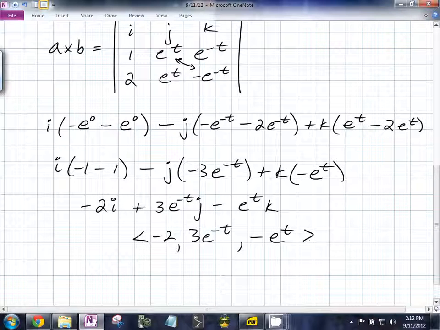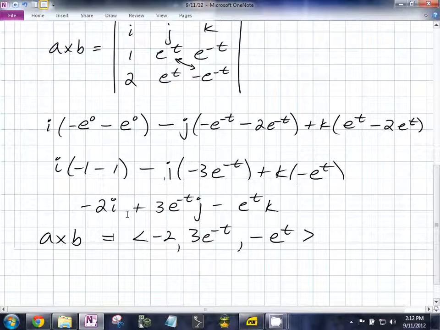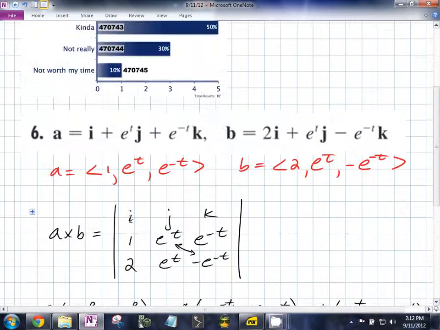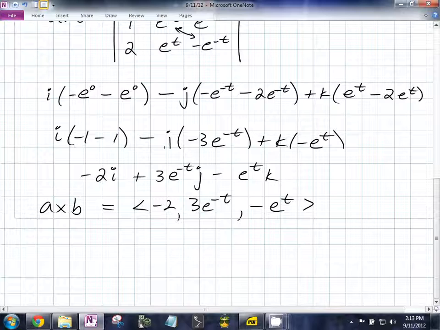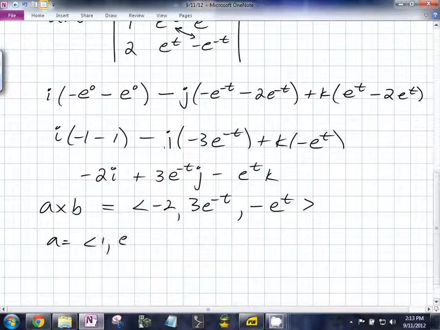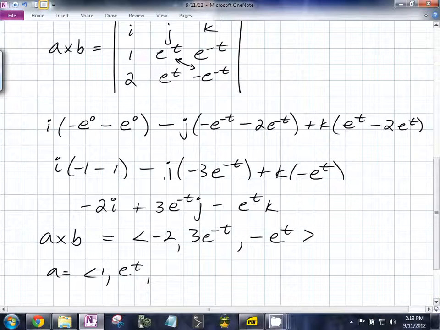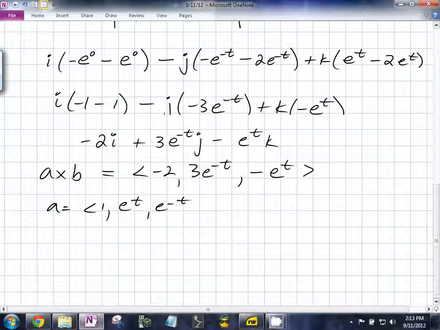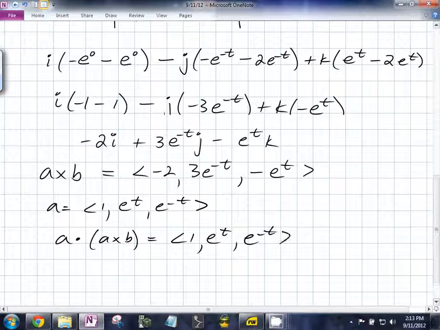And what does it also ask you to do in this question? Prove that they're orthogonal. How do you prove the two vectors are orthogonal? The dot product better be? So what was the first vector? Let's just do it with a here. What was a equal to? 1, e to the t, comma what? e to the negative t. So you do a dot a cross b. That's going to be 1, e to the t, e to the negative t, dot this product that we just found, 2, 3e to the negative t, negative e to the t.